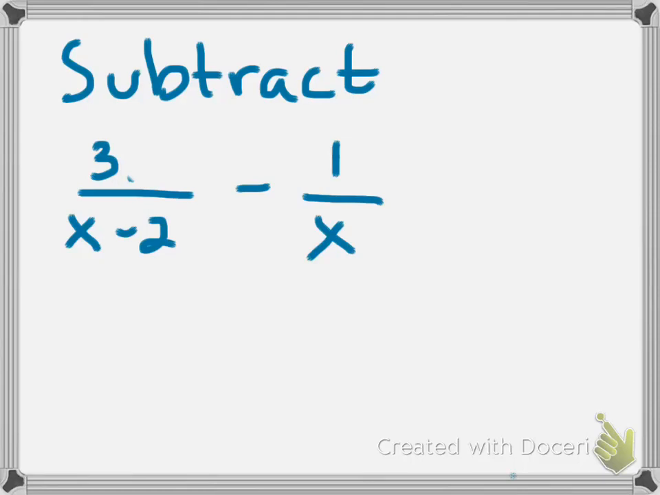Okay, so subtract the two rational expressions. I have 3 over x minus 2 minus 1 over x. I really want you to pay attention. Notice there is not an equal sign. I am just asking you to subtract, so we don't have to solve for x.